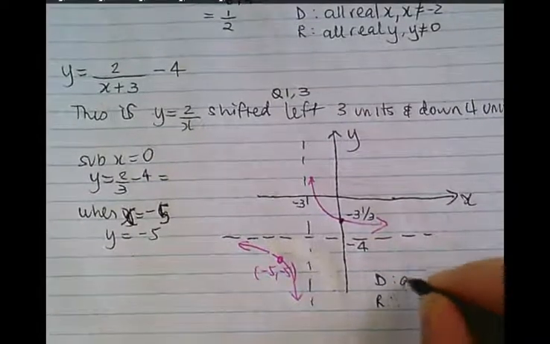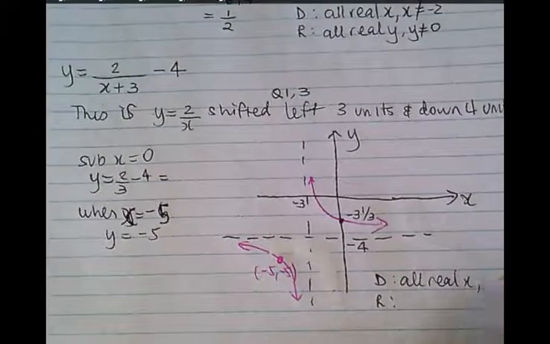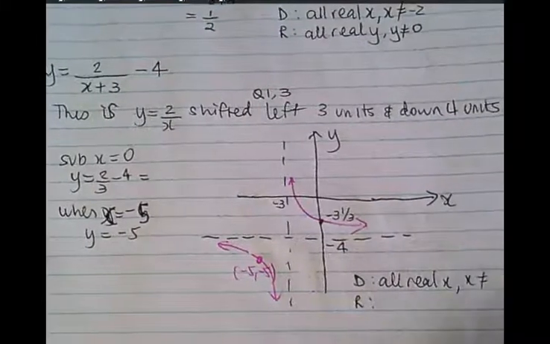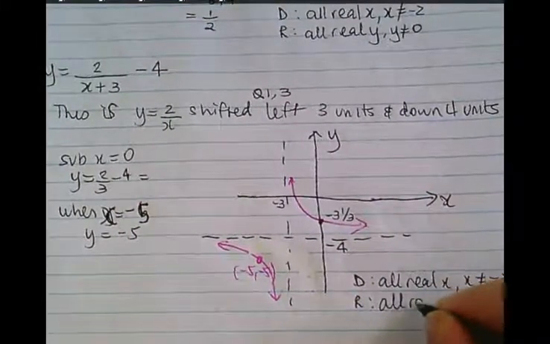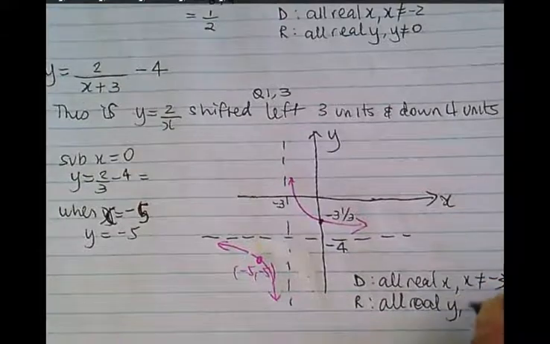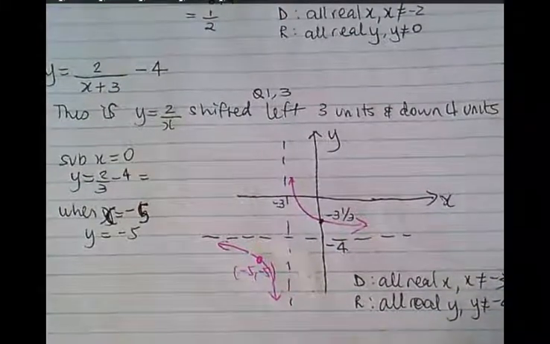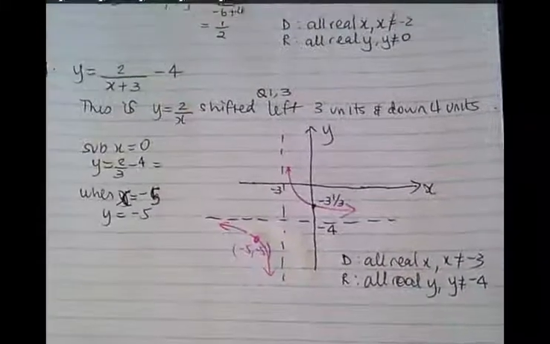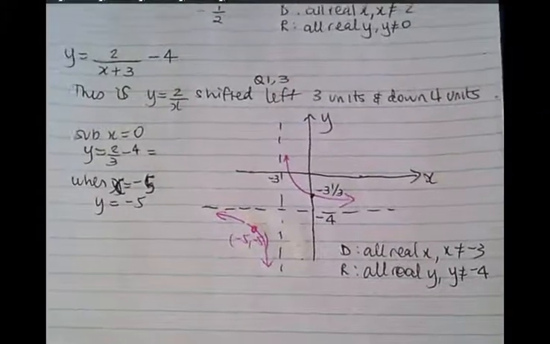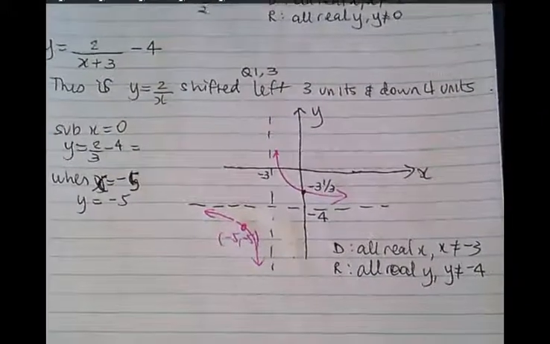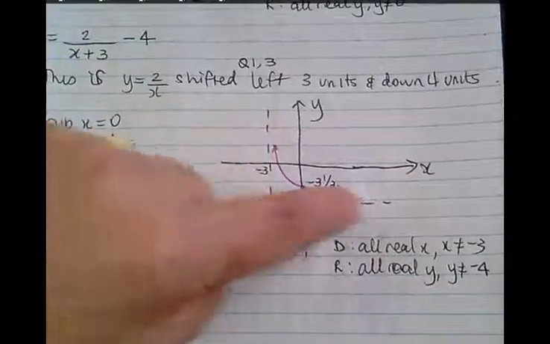And domain and range, girls. Domain: all real x, x is not equal to negative 3, and range: all real y, y is not equal to negative 4. Okay? Sorry about this. The sketch should have been lower down, but don't worry.